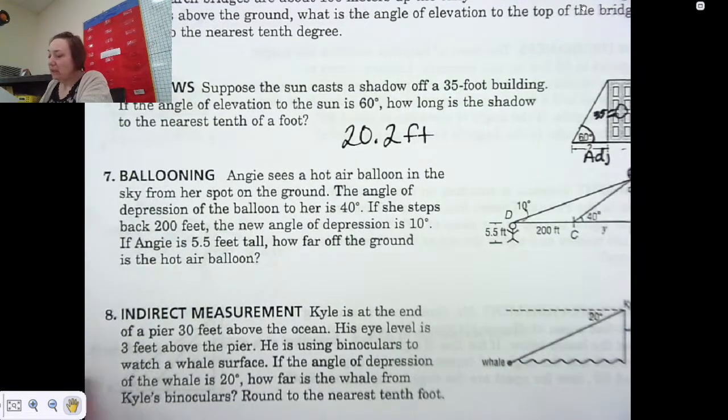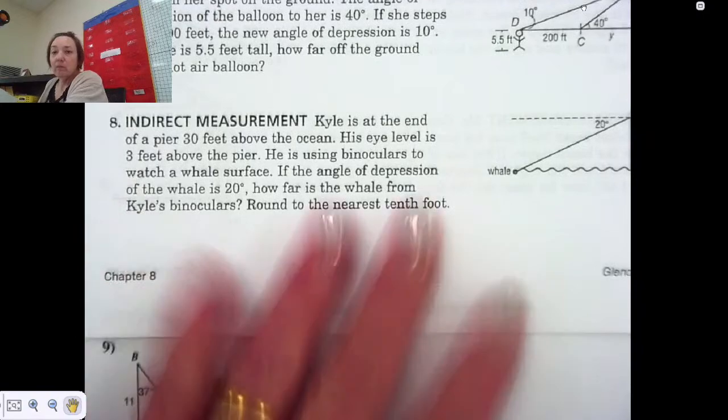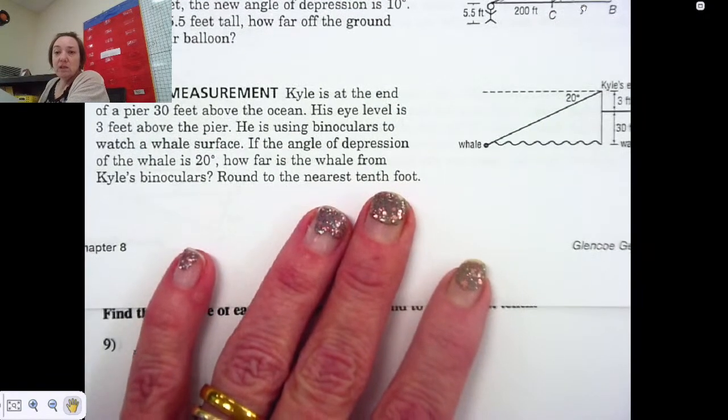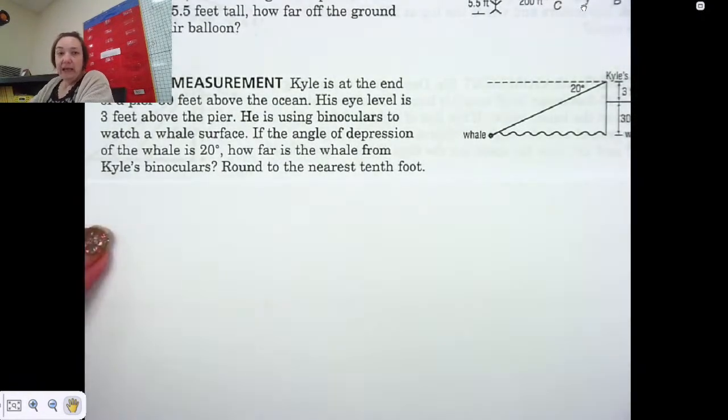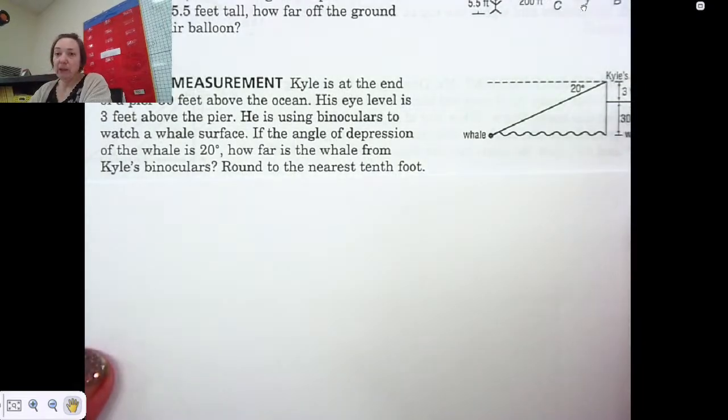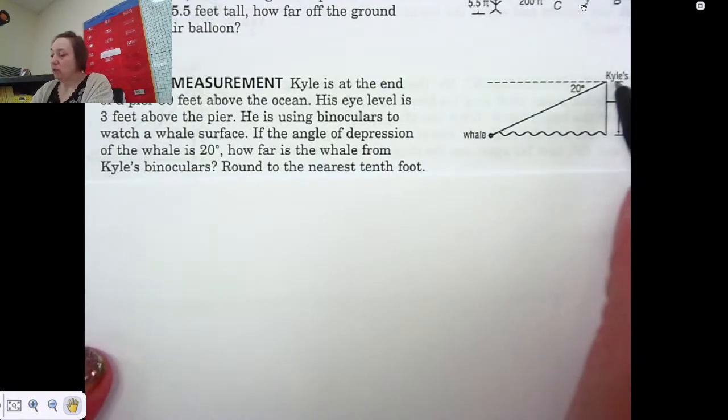Okay, let's jump down to number 8. So on number 8, we've got this guy Kyle. And Kyle is at the end of a pier. Have y'all ever been on a pier before? You know what a pier looks like? Does everybody know? So Kyle's on the end of a pier. And it's 30 feet above the ocean. So they're showing you, here's the pier right here, right? 30 feet above the ocean. And his eye level is 3 feet above the pier. So Kyle's eye level's right here, right?